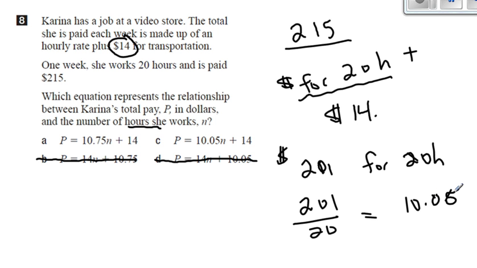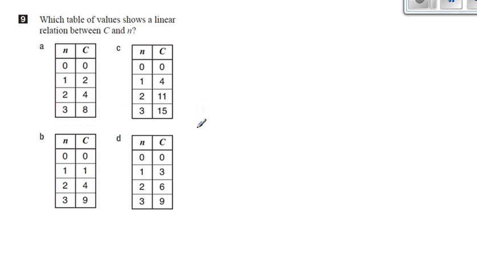So Karina makes $10.05 an hour plus a $14 rate for the transportation, and therefore the answer is C. Which value shows a linear relationship between C and N?